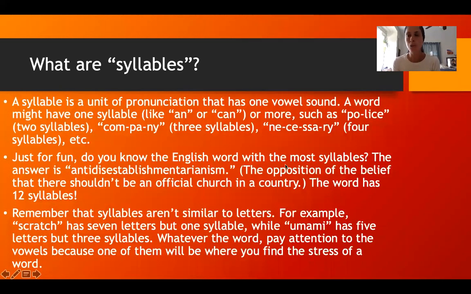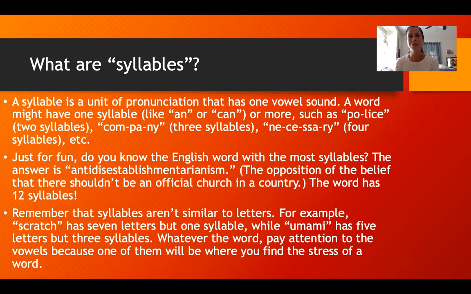All right. So what are syllables? Now, this is a lot of really intense text, so let's break it down. A syllable is a unit of pronunciation that has one vowel sound. For example, my name, Emily, has 3 syllables. Em-i-ly, right? E-mi-ly.